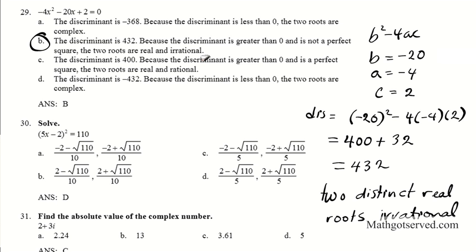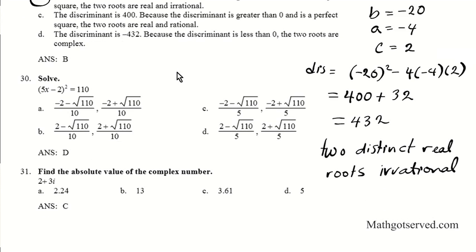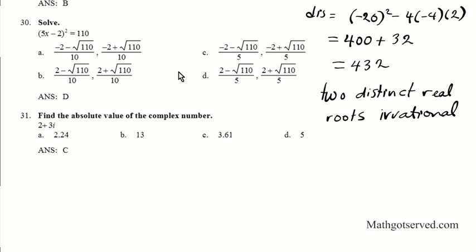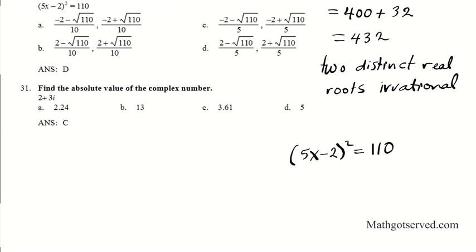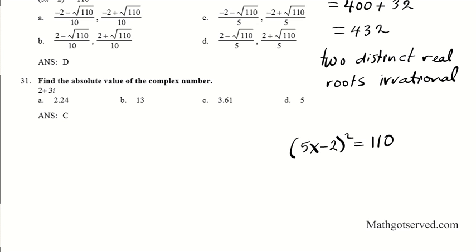Okay? Alright. Now we are also going to take a look at question number 30. Let's solve. So to solve that, we have the equation (5x - 2)² = 110. This is like a halfway procedure for the completing the square algorithm. So I'll just get rid of the square, the 2, and then the 5. Okay, so to get rid of the square, I'll use the opposite of a square, which is square root. So I'll have on the left side the absolute value of 5x - 2 equals the square root of 110.